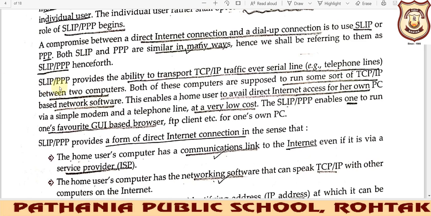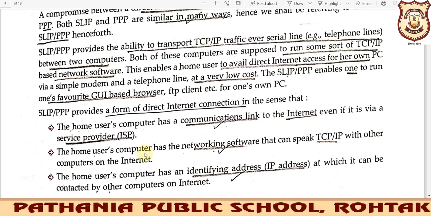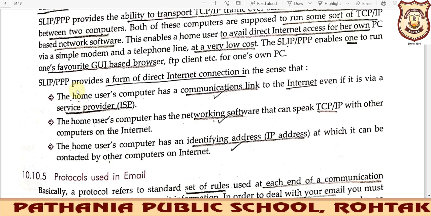Basically, SLIP or PPP protocols provide the ability to transport the TCP/IP traffic over the telephone lines between two computers. For this we need a telephone line and a modem, which are very low cost things, and along with it we require a GUI based, graphical browser. We know browsers, like Mozilla Firefox and Apple Safari. To get connected with the internet, we must have a browser also.